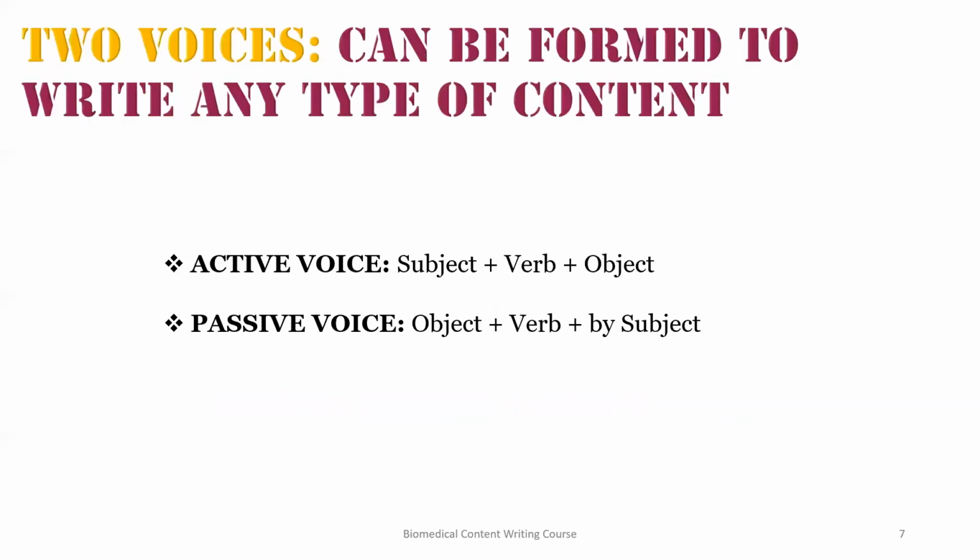Now, two voices can be formed to write any type of content. First is the active, which is subject plus verb plus object. Second is the passive, which is object plus verb plus by subject. So you can easily find out when there is a "by subject", meaning by the doctor, by the patient, by the nurse, by the scientist. So that "by" signifies that your sentence is written in the passive voice.